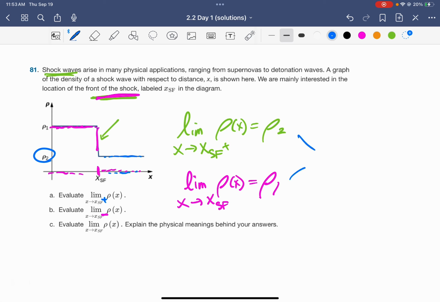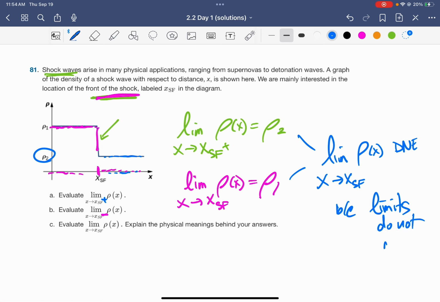So we would say that the limit as x goes to x sub SF does not exist because why? Well, we said it time and time again, the limits do not agree. What it wants to be from one side is not the same as what it is from the other side.